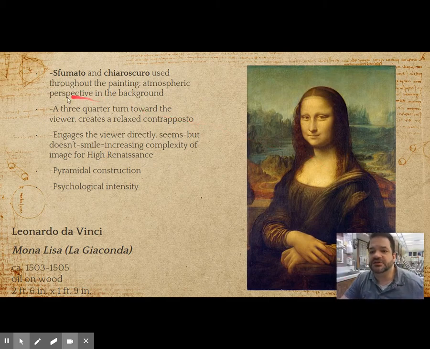He's also going to be using sfumato. Now, sfumato means smoky in Italian. And you can see the use of sfumato, especially in the corners of the eyes, the corners of the mouth, in the neck area, the hands, where we're getting this great kind of smokiness.